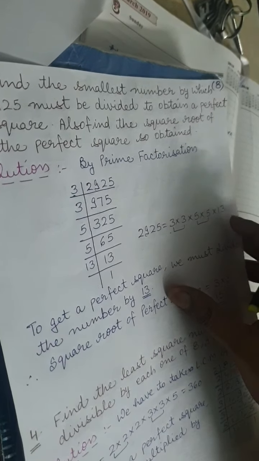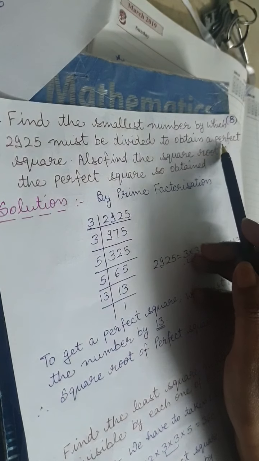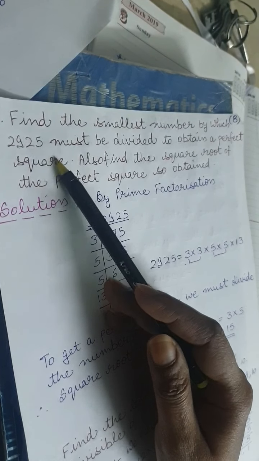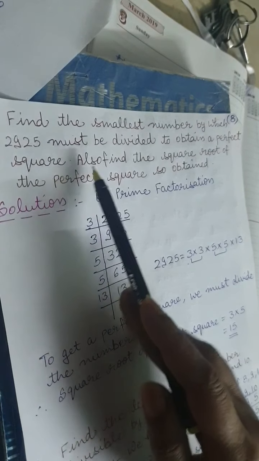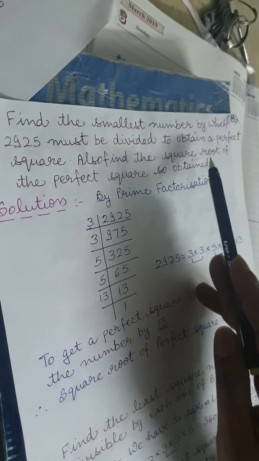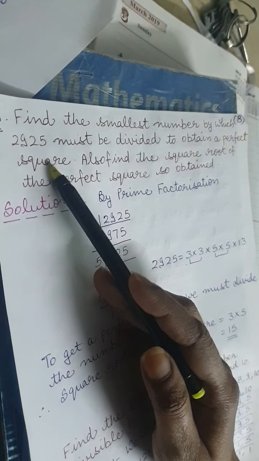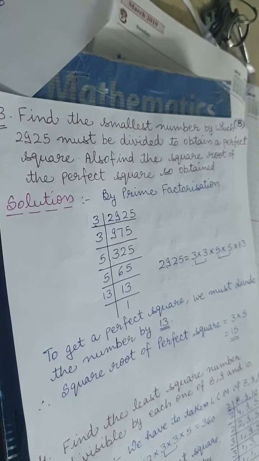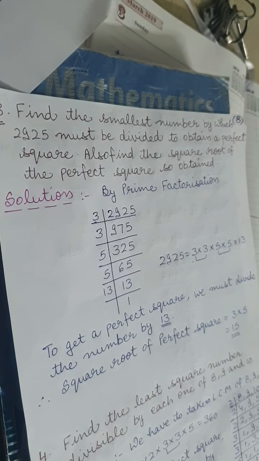Now some word problems related to this concept. Find the smallest number by which 2925 must be divided to obtain a perfect square. Also find the square root of the perfect square so obtained. What is given? That you have to find out the least number by which 2925 should be divided to make it a perfect square.